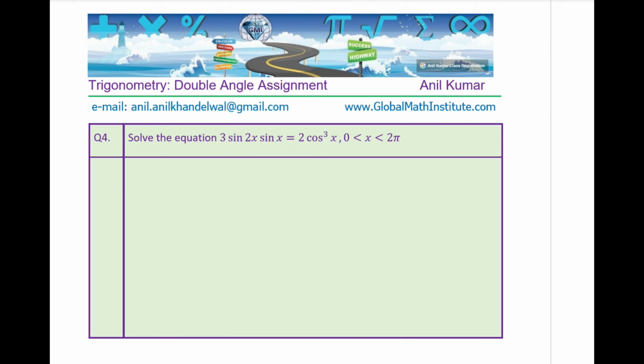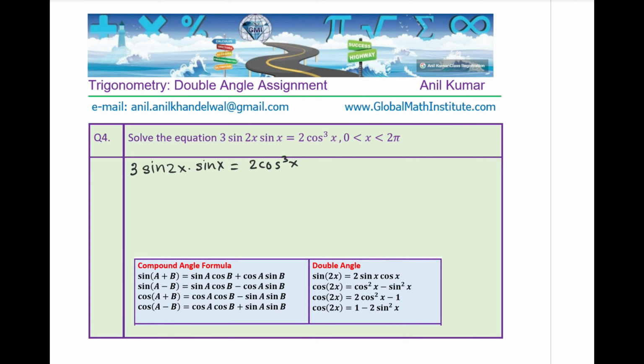Now let's have the next question, which is solve the equation 3 sin 2x sin x equals 2 cos cube x, where x is between 0 to 2 pi. So this time the equation is 3 sin 2x times sin x equals 2 cos cube x. We can bring all the terms to one side and then solve.